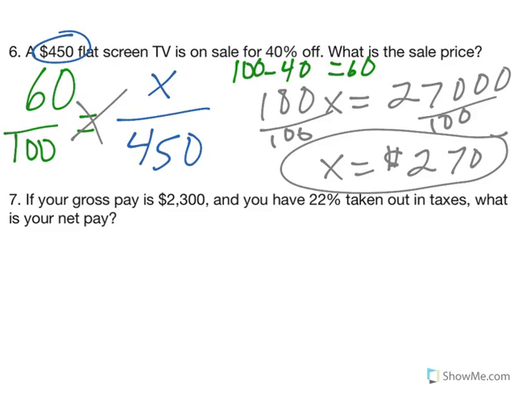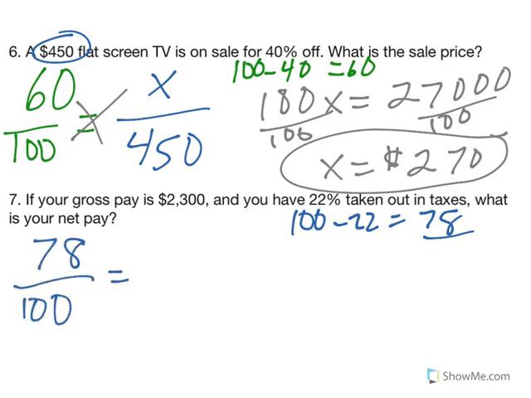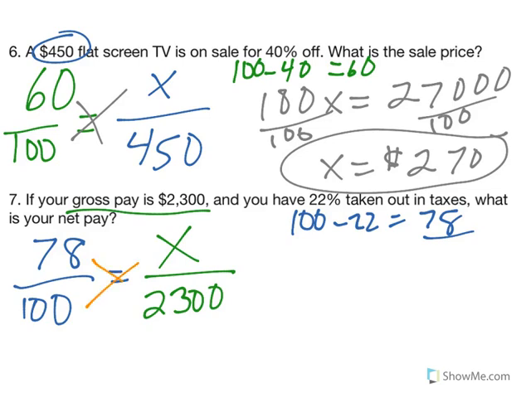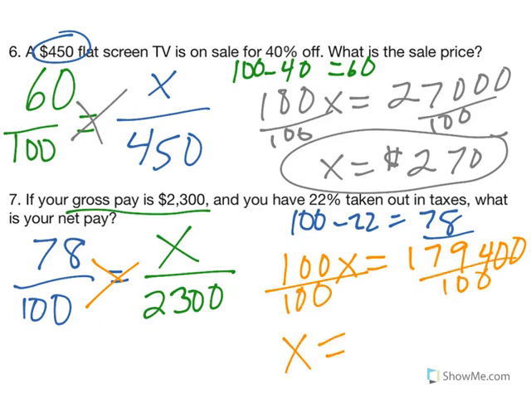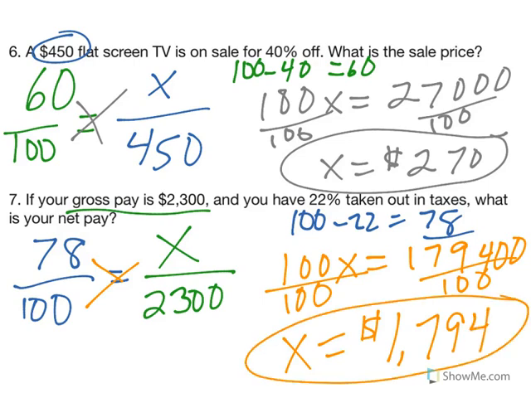Number 7, my gross pay is $2,300, and you have 22% taken out in taxes. So if we take out 22%, that means 78% is still here. So 78% is left after taxes. Well, the gross pay is before taxes, so that goes on the bottom. What's left on top? So when I cross multiply, I get 100x equals 78 times 2,300, which is 179,400. Divide both sides by 100. And x is $1,794. So that's what is left after taxes.